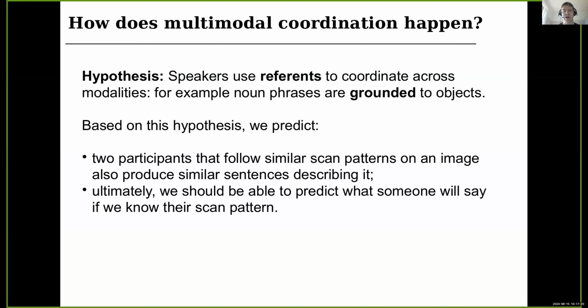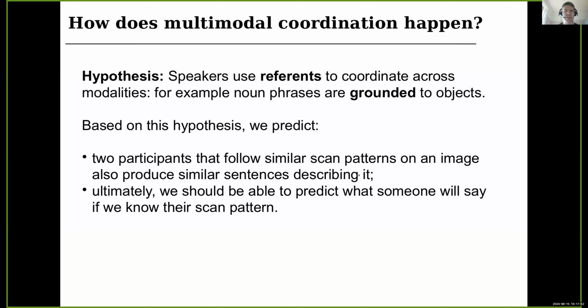For example, a noun phrase will be grounded into objects. This link between the two modalities, we call grounding. Noun phrases and objects are the obvious case, but verbs will be grounded into actions, adjectives will be grounded into attributes, and so on. So this is not confined to a single part of speech. This is just an assumption, just a hypothesis at this point, but it does make some predictions, and we'll look at those predictions now.